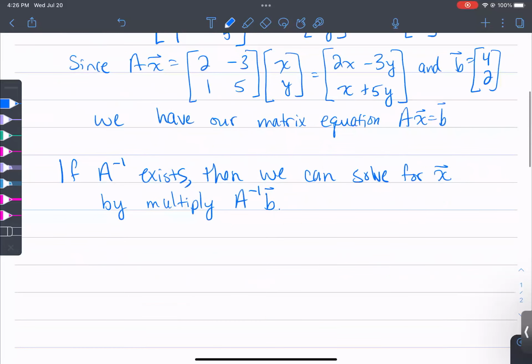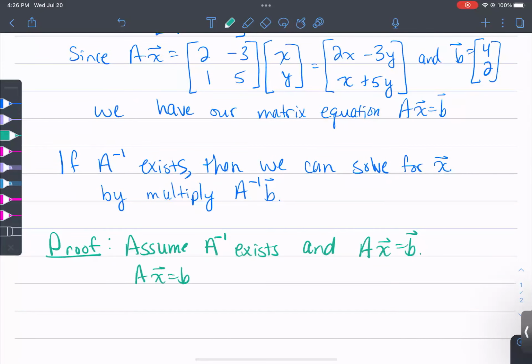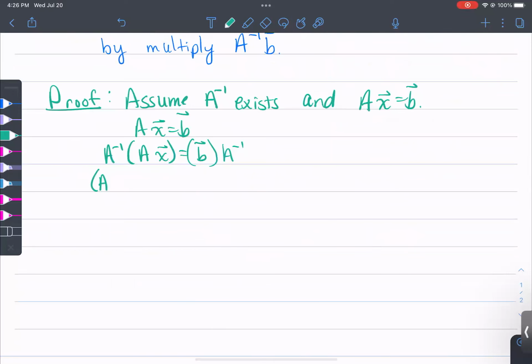So why is that true? We're going to do a quick little proof here of why that works. If we assume the A inverse exists and that we're working with the matrix equation A times x equals B, then by multiplication properties, we can multiply A inverse times both sides of this equation. We can use the commutative property of multiplication, since we learned that that is true for matrices.